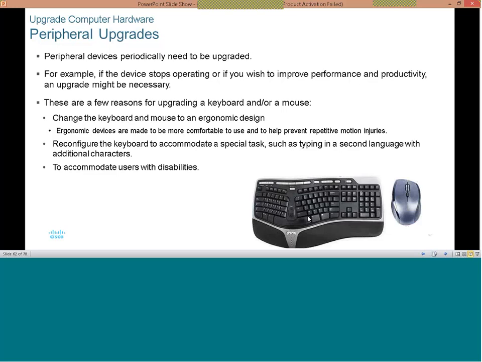Change the keyboard and mouse, you might do these changes because you want to actually increase speed or performance, as the case may be. So peripheral devices can also be upgraded as well. All this is just to enhance the performance and get some extra features.